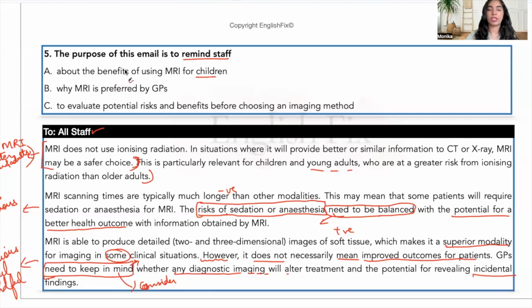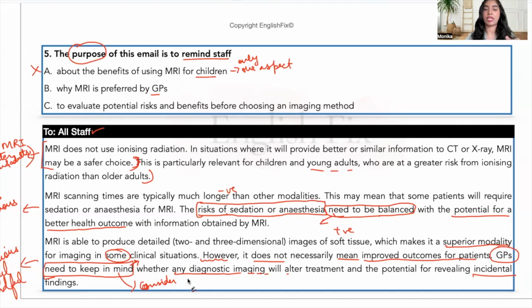So it's not just the benefits, it's the caution. So I'm not happy because it does not make sense for me. This is only one aspect, which is also incomplete, by the way. Only one aspect, not the entire purpose that I'm looking for. Why MRI is preferred by GPs? Again, GPs are only being discussed in the last paragraph, which it says here in the last sentence.